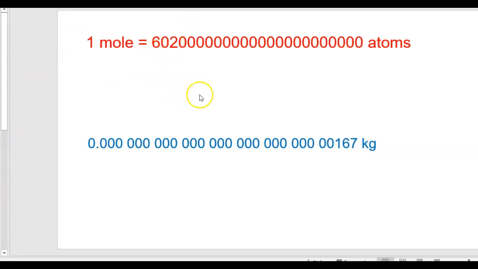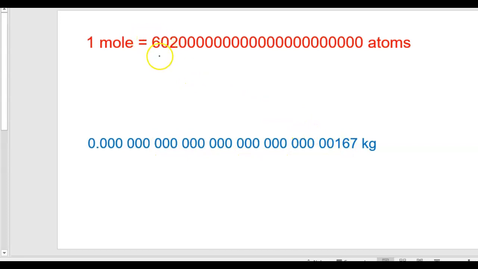First of all, scientific notation is helpful to take numbers that are really, really big like this, or that are really, really small like this, and make them manageable. Right here, this number, 1 mole is equal to 602,200,000,000,000,000,000,000 atoms. This is a very large number. This mass right here, this is the mass of a proton, and this is a very, very small number.